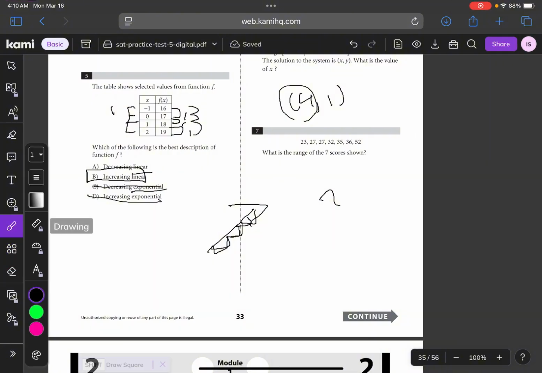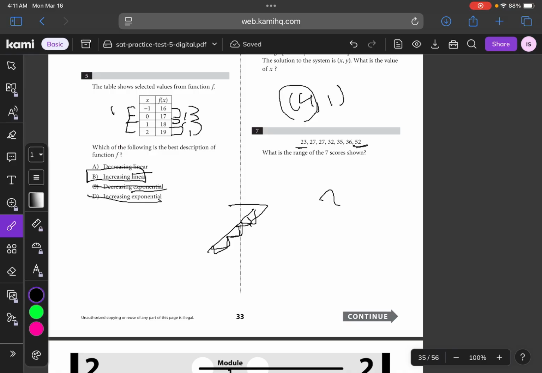What is the range of the 7 scores shown below? So mean, median, mode, and range are like 4 of a group. What range means is the difference between the largest and the smallest number in a set of scores, for example. So the largest number is 52 and the smallest number is 23. Thankfully, this is already ordered for us, but sometimes it might not be in order. But you still have to find the smallest and largest. It's not always going to be the first and last.